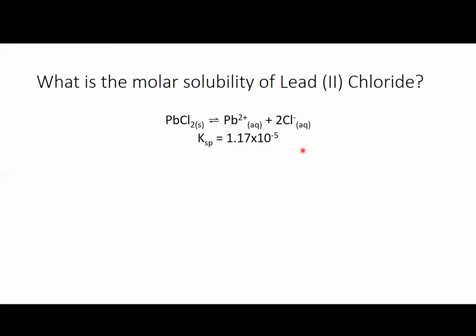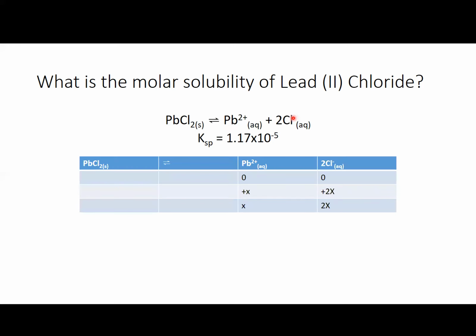I know its KSP value, but what am I actually figuring out? When they say molar solubility, I'm figuring out the concentration of these 2 ions at equilibrium. I don't know how much solid I have, and I don't care because it doesn't go into my equilibrium expression. But I do know that when I start, I have no lead and no chloride. As some of this goes away, 1 mole of lead forms and 2 moles of chloride form. So at equilibrium, I've got X of lead and 2X of chloride.